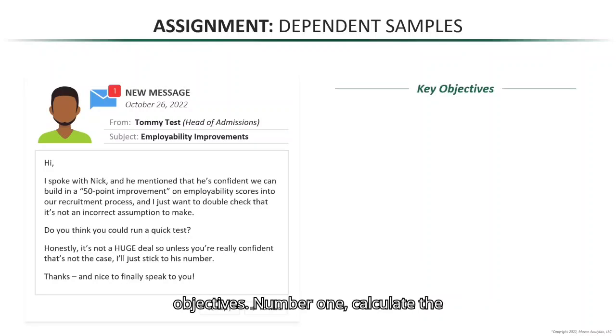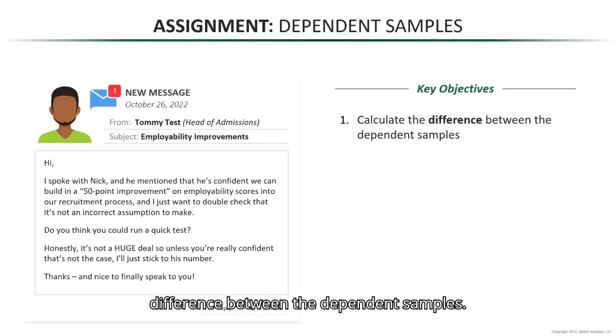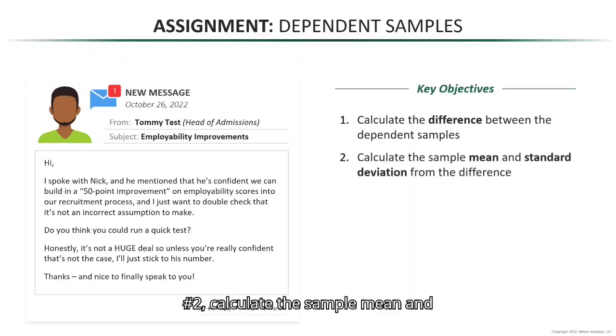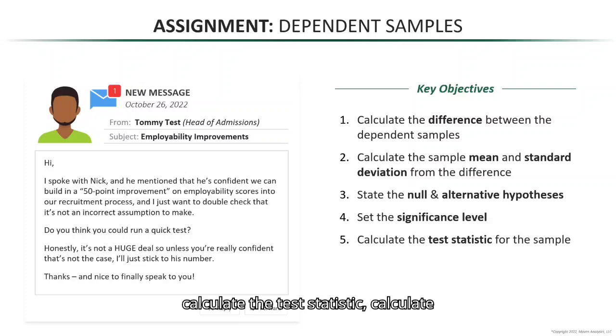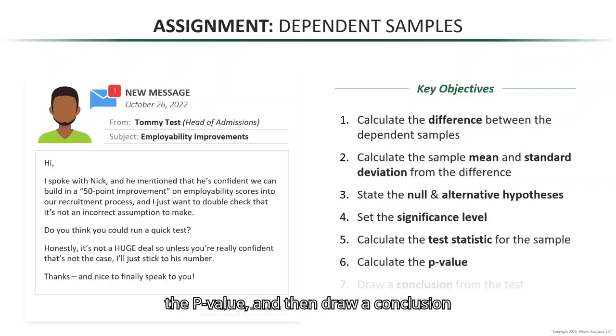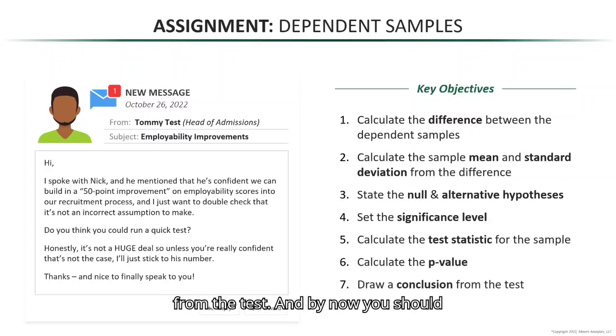Alright, so key objectives. Number 1, calculate the difference between the dependent samples. Number 2, calculate the sample mean and standard deviation from the difference. Number 3, state the null and alternative hypotheses. Set the significance level. Calculate the test statistic. Calculate the p-value. And then draw a conclusion from the test. And by now you should already know how to do these calculations really well, but the trick here is to frame the hypotheses correctly and set a significance level that aligns with Tommy's email, which I'm confident that you will.